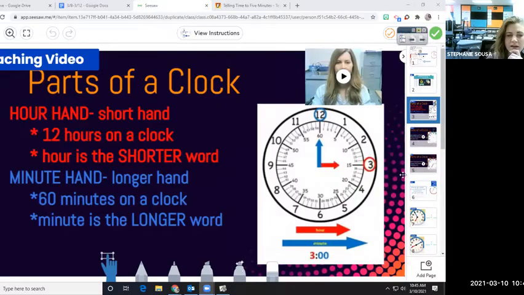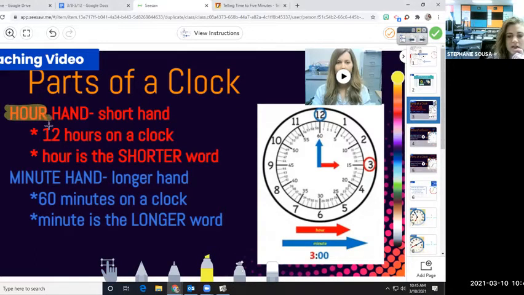All right, parts of a clock, kiddos. Quick reminders. We know that there are 2 hands on a clock. Some clocks have a 3rd hand called the second hand, but we're going to focus on those main 2. Our hour hand is the short hand, okay? I want to point something out to you. This is a way that I always remember this. Hour is a shorter word than minute, so the hand would be shorter.